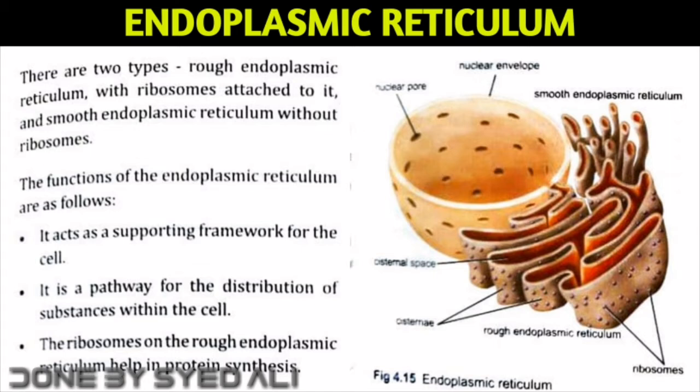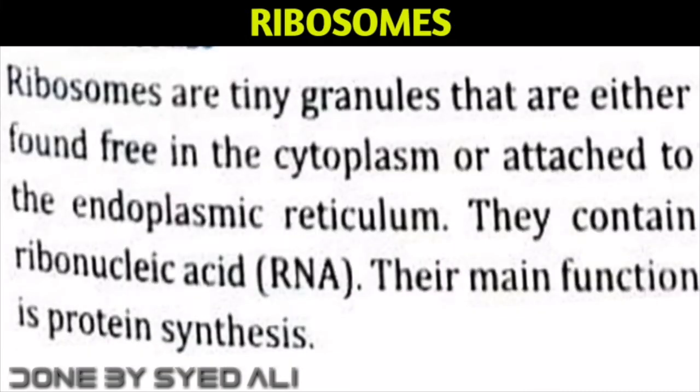The functions of the endoplasmic reticulum are as follows: it acts as a supporting framework for the cell. It is a pathway for the distribution of substances within the cell. The ribosomes on the rough endoplasmic reticulum help in protein synthesis. Ribosomes. Ribosomes are tiny granules that are either found free in the cytoplasm or attached to the endoplasmic reticulum. They contain ribonucleic acid. Their main function is protein synthesis.